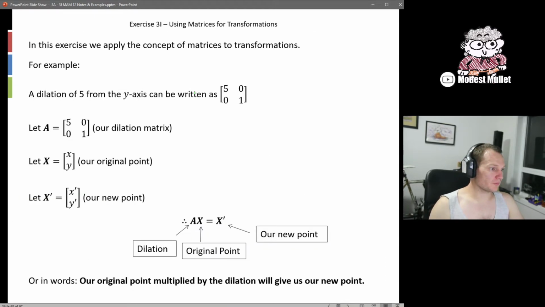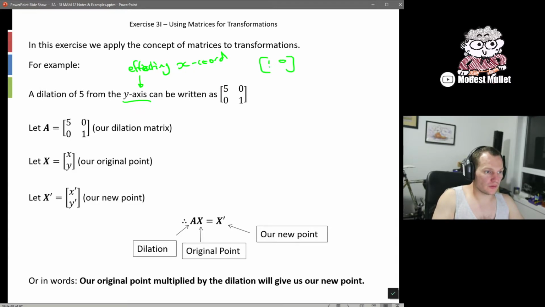Here we go, 7 minutes in. Okay. For example, if we have a dilation of 5 from the y-axis, that means it is actually affecting the x coordinate. Then, instead of 1, 0, 0, 1, I'm going to change the 1 to whatever the dilation factor is. So that's going to change to a 5. It's affecting the x coordinate. So we can say that's our transformation matrix, or our dilation matrix, because we're only applying a dilation.